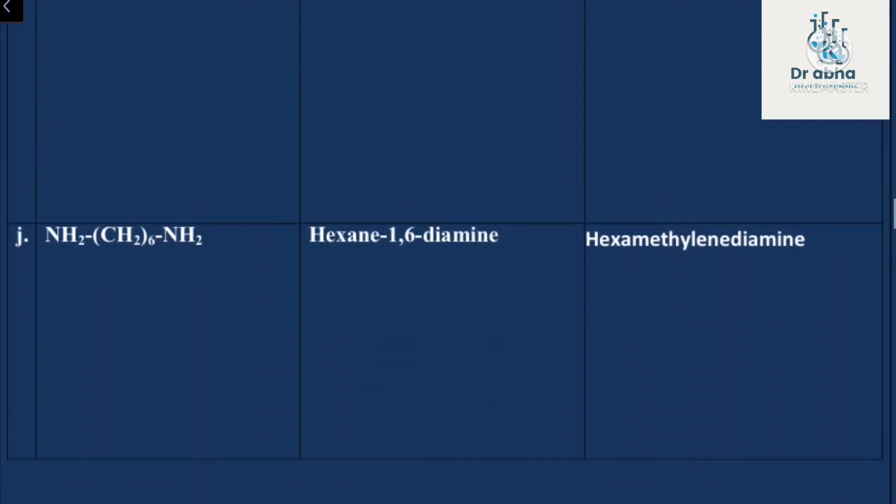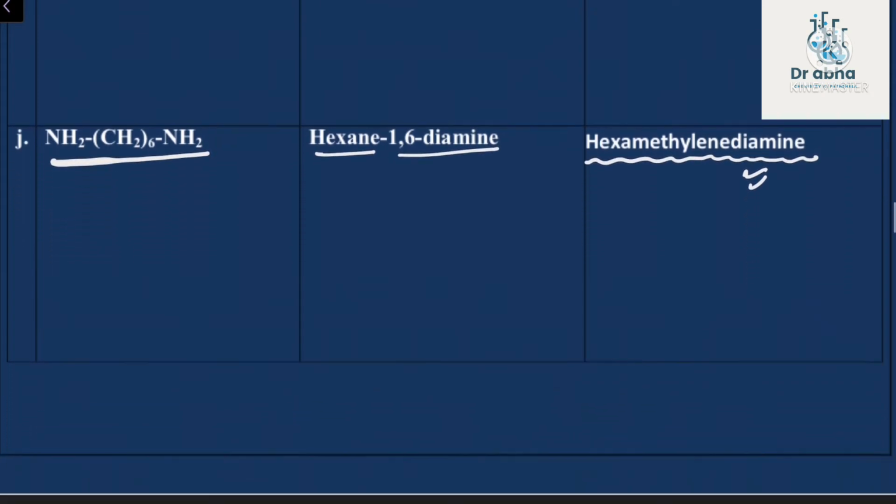Next, let's come to the next one. Here we have taken a 6 carbon chain. So it is hexane-1,6-diamine. This is also known commonly as hexamethylenediamine. Now you ask why we have not mentioned the position, because hexamethylene means back to back, and at the end terminals you will have amines, right?